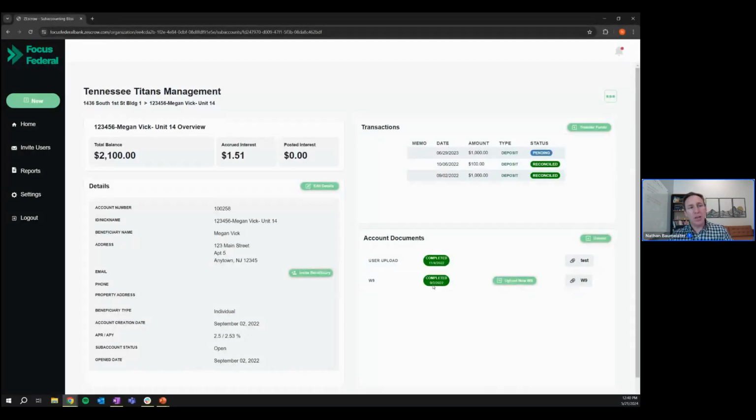And then if this is a use case where we're generating statements for the individual beneficiary, those could be there. The 1099 INT forms could be there as well. A lot of options from that perspective.